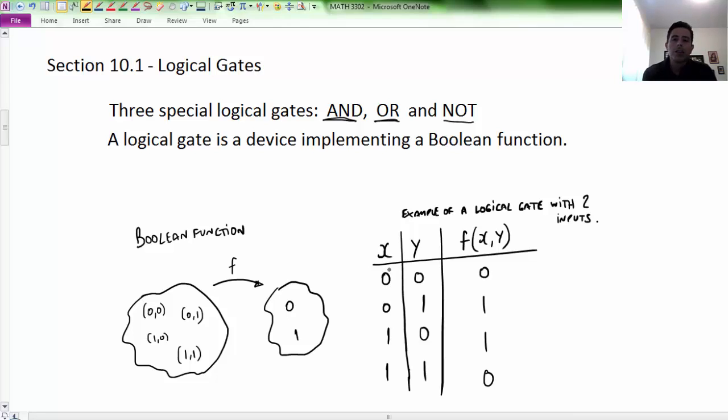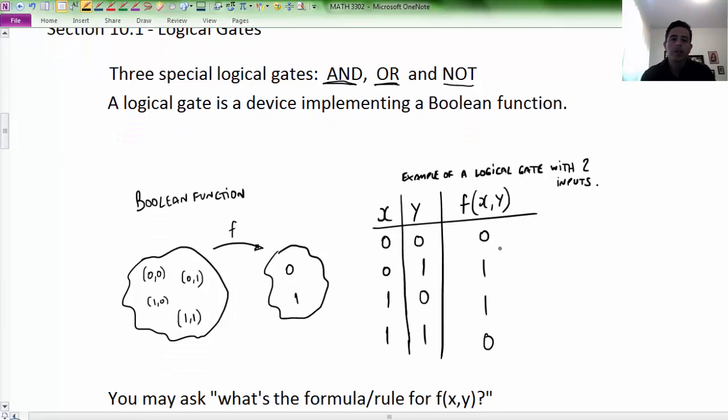So here, if the domain is made of zeros and ones, then we can list all the possible elements in the domain. So if x can be only 0 or 1, and y can also be 0 or 1, then we have four possibilities, four elements in the domain. And for each element of the domain, we have an output.